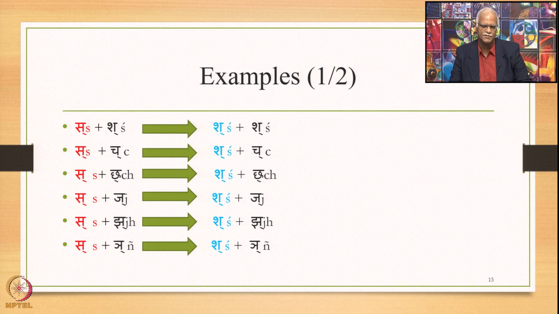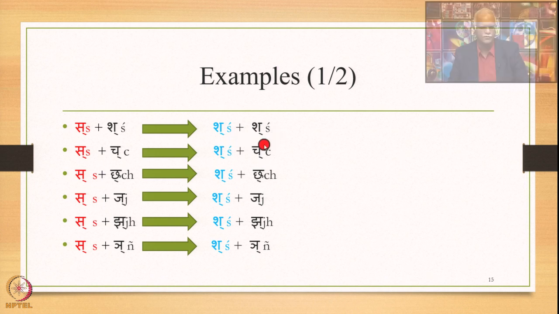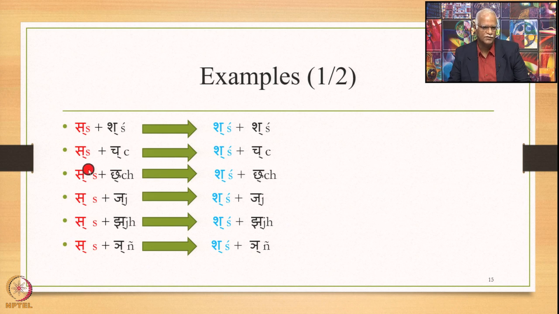Here are the template examples. First, we take the paranimittaka ekasthanika ekadesha, where we have sa plus sha is the input, and 8440 applies, and the output generated is sha plus sha. Then we have sa plus cha as the input, where cha is the paranimitta, and then this sa is substituted by sha. So the returned output is sha plus cha.